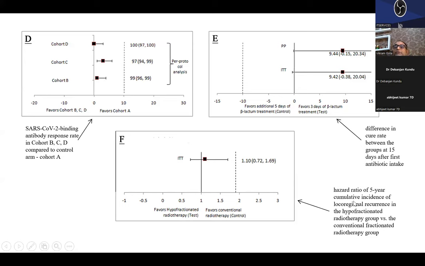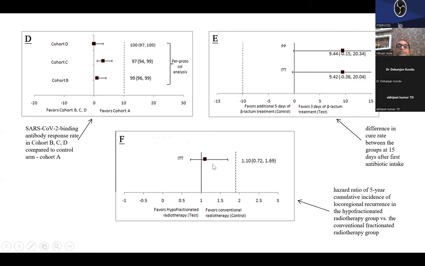So, hazard ratio of 5-year cumulative incidence of local regional recurrence for hypofractionated group versus the conventional group, it is meeting the non-inferiority criteria because it is within the margin. But once again, I feel that this margin was too wide. And it makes me wonder whether I can actually deliver hypofractionation in the clinics, because the outer bound is so away from no difference. This is the line of no difference, and the outer bound is so far away.